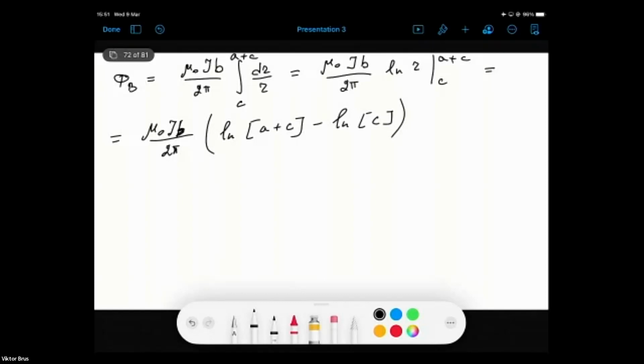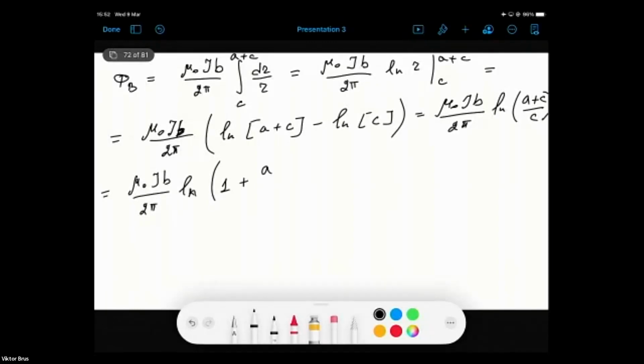Considering the features of the logarithm, we can write that mu naught I B divided by 2 pi times the natural logarithm of A plus C divided by C. Or it will be the final form for our equation, mu naught I B divided by 2 pi natural logarithm of 1 plus A divided by C. So that is the equation which gives us the magnetic field flux through the rectangular frame placed next to a wire with electric current.